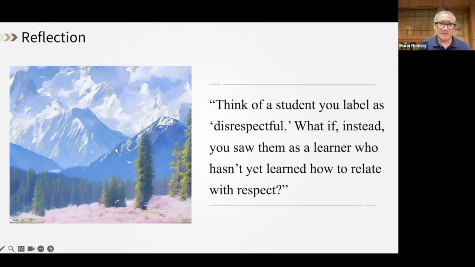Now, what if instead you saw them as a learner who has not yet learned how to relate with respect? They are just learning. They're just on their way. They are just finding their way. And you may be the key to their finding the ideal person they can be and they should be. Imagine the responsibility we have towards them.